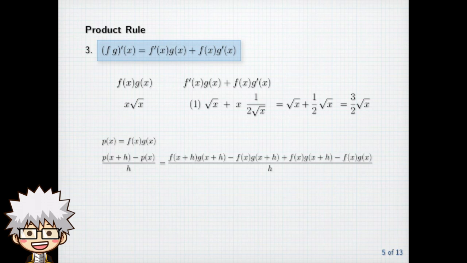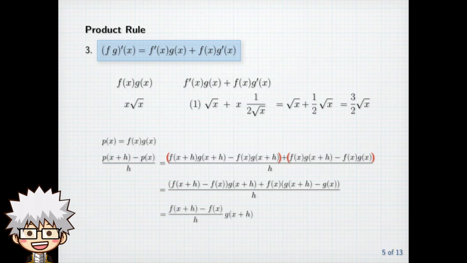Now we group the first two terms and the last two terms together and factor g of x plus h from the first two terms in the numerator and factor f of x from the last two terms in the numerator. Now we break the fraction apart into two terms. The first term is the difference quotient for f times g of x plus h. The second term is f of x times the difference quotient for g.